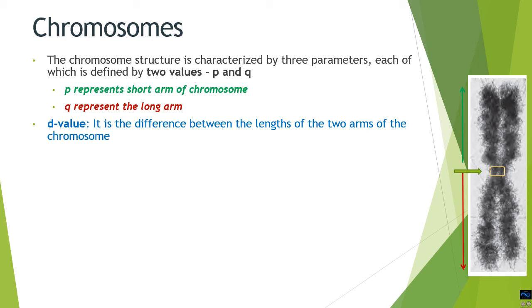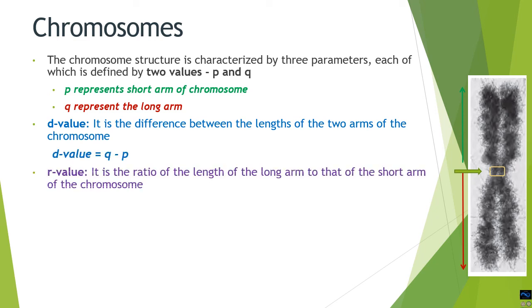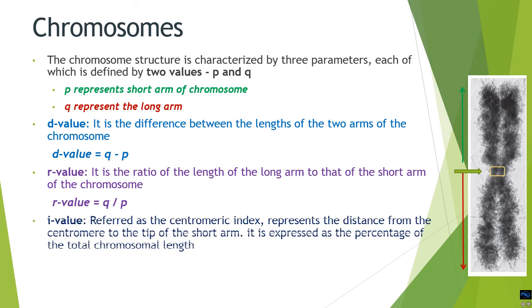So one of the characteristics of characterizing a chromosome is the D value. D value is actually the difference between the length of the two arms. That is, D is equal to Q minus P. There is another way by which we can characterize the chromosome, which is the R value. It is the ratio of the length of the long arm to that of the short arm of the chromosome, and is given as R value is Q divided by P.